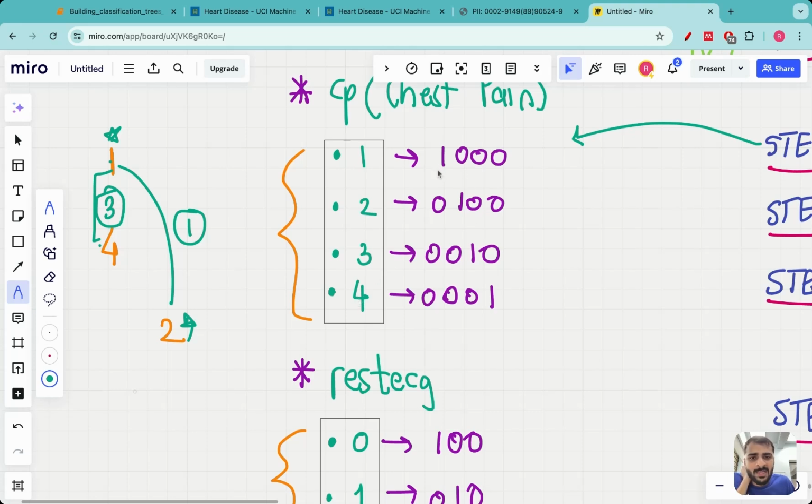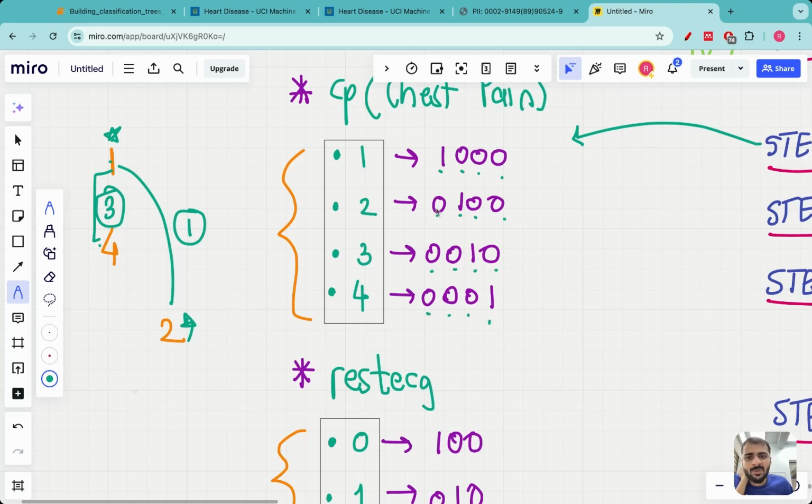So then you construct vectors of size 4. So 1 will be replaced by 1, 0, 0, 0. 2 will be replaced by 0, 1, 0, 0. 3 will be replaced by 0, 0, 1, 0. And 4 will be replaced by 0, 0, 0, 1.